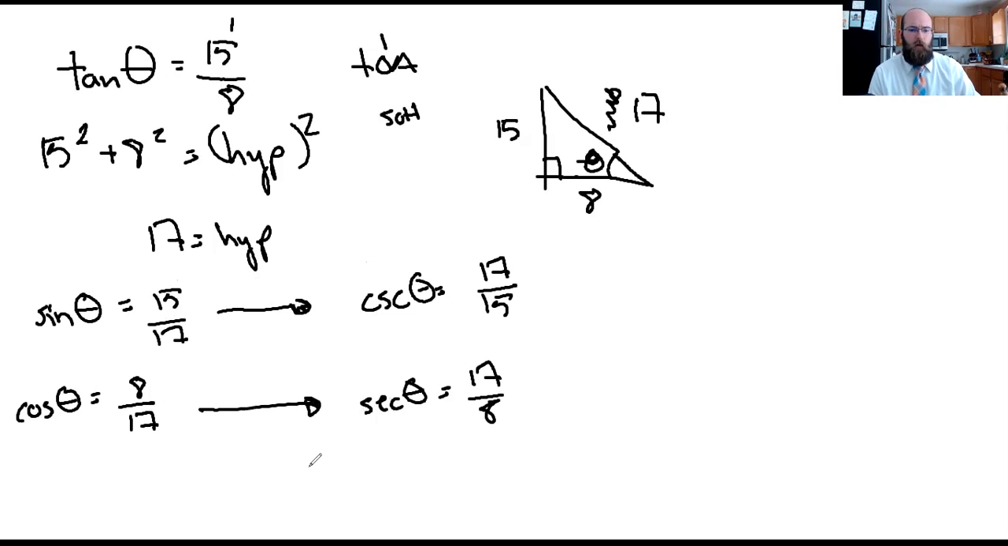All right, and we need to do cotangent. Cotangent theta is going to be the reciprocal of tangent, and since tangent was 15 over 8, this is 8 over 15. Awesome. I think we're doing great. I'm feeling pretty good about this. Let us clear our board. And I'm going to skip a word problem for right now, right? I don't think we're there yet.